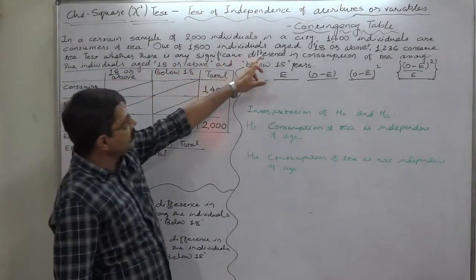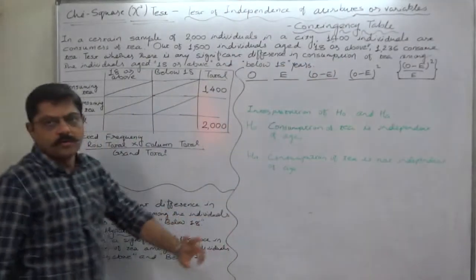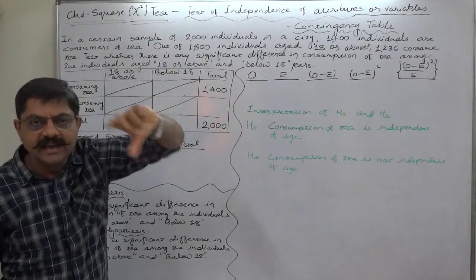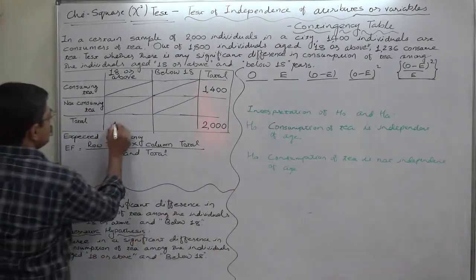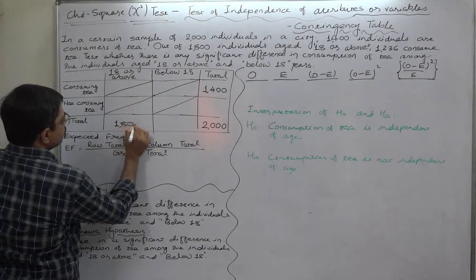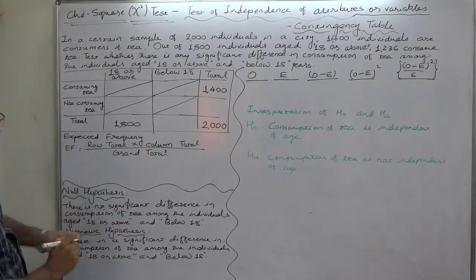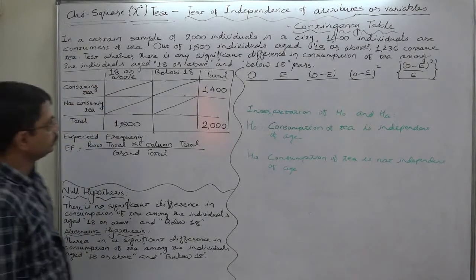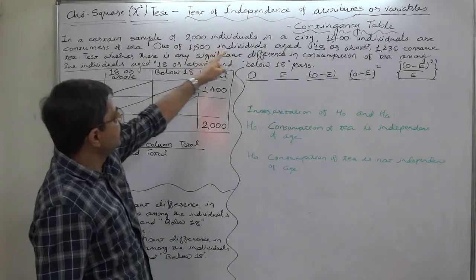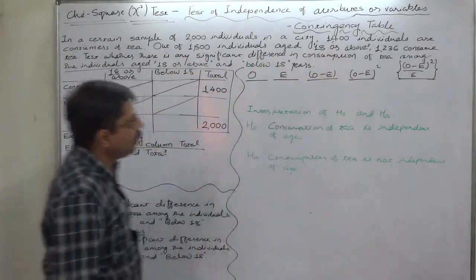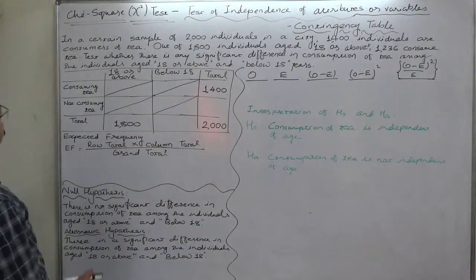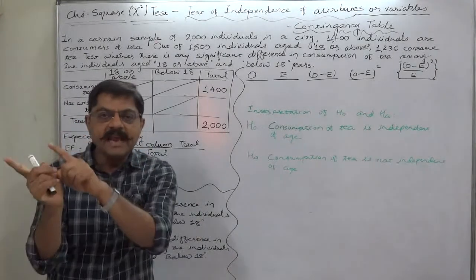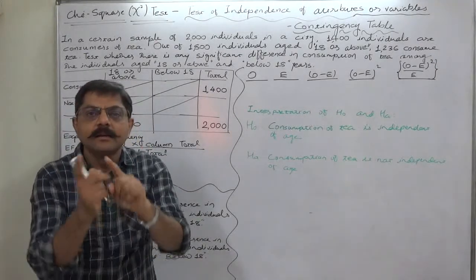Out of these 2000, 1800 are individuals aged 18 or above. So the total of the individuals aged 18 or above, irrespective of whether they consume tea or not, is 1800. Out of 1800 individuals aged 18 or above, 1236 consume tea. Yes, this is something like an intersection: age 18 or above and consuming tea.